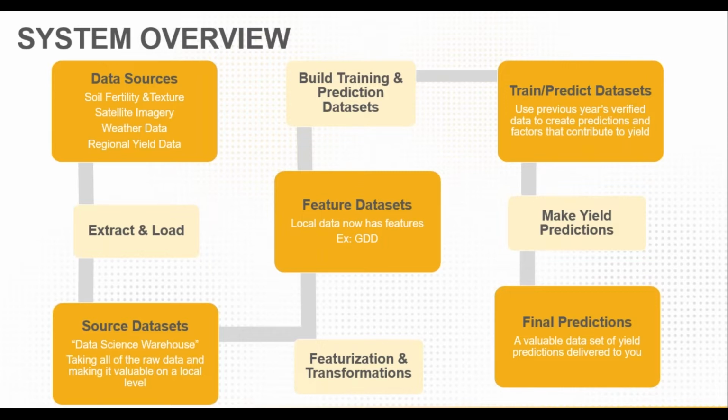Now that the data has features, and using previous years' verified data, we build training and prediction data sets that make the yield predictions. For example, we know from previous years that NDVI imagery that says this at this point in the growing season points us on a trajectory towards this yield value. However, just because the data is available doesn't mean we use it. The model does decide what it feels is most valuable to use.